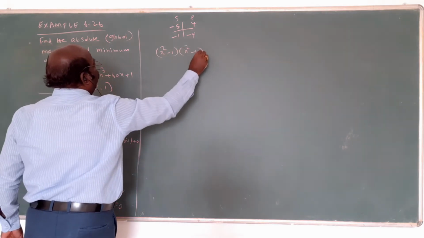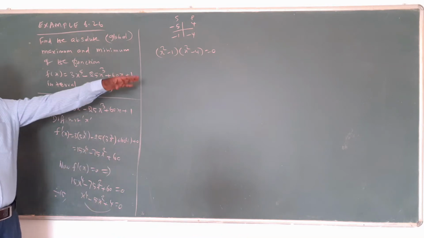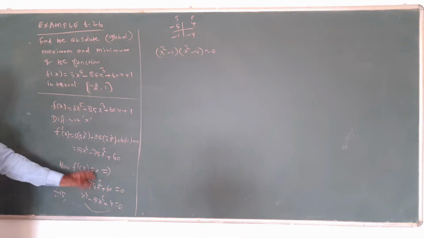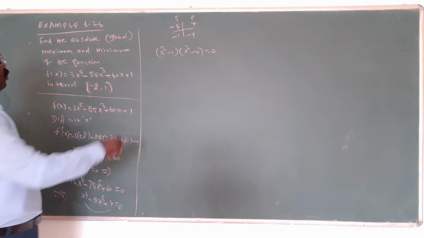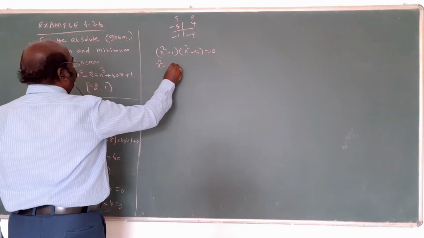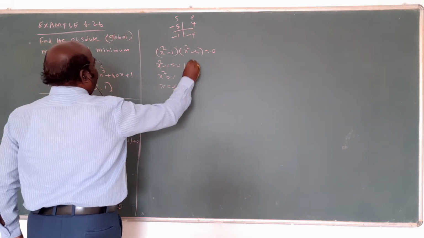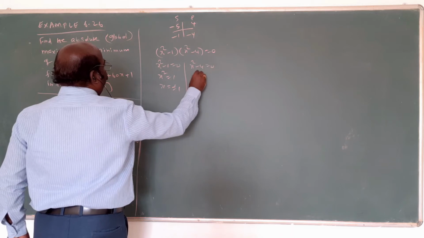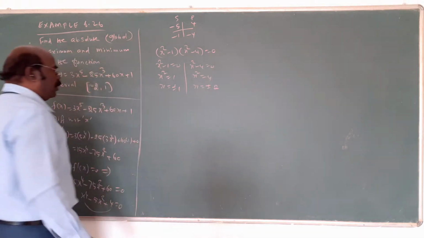x square minus 4. That's very important. Only x square, not only x minus 1, x minus 4. That's why x square minus 1 times x square minus 4 is 0. The product of two terms is 0, meaning the first term is 0: x equal to plus or minus 1. Second term 0: x square is 4, x equal to plus or minus 2. Am I right?